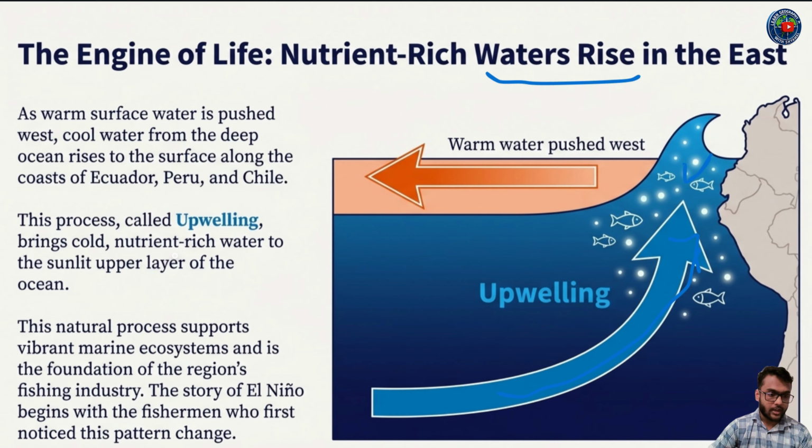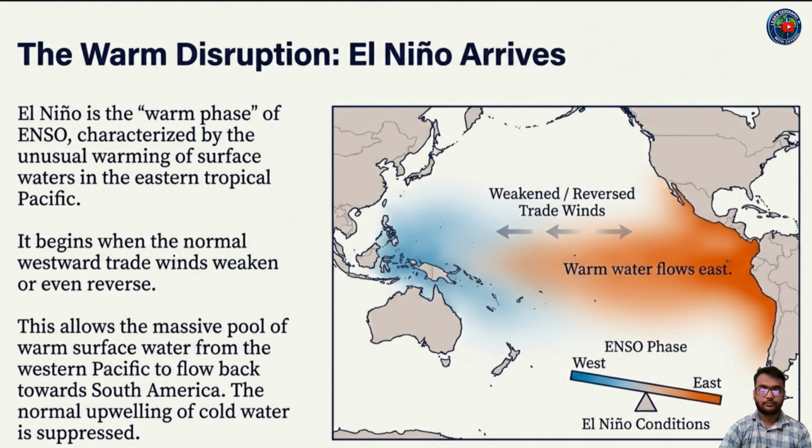The story of El Nino begins with the fishermen who first noticed this pattern change. Now, the warm disruption, that is El Nino's arrival. El Nino is the warm phase of ENSO, characterized by the unusual warming of surface waters in the eastern tropical Pacific. In this portion, warm water flows east.